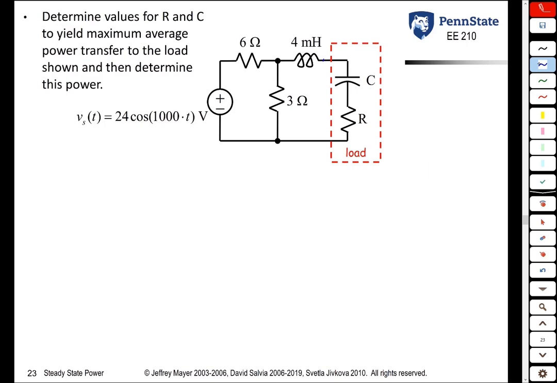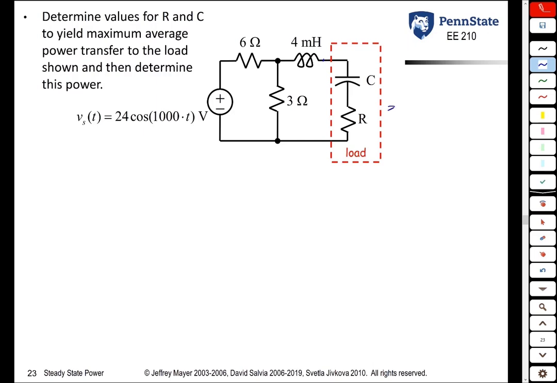We're given a fairly simple circuit with the load consisting of a resistor and a capacitor, and we're asked two things. We're first asked to find the value of the resistor and the capacitor to yield maximum power transfer to the load, and then we're asked to find what that load power actually is. So the first thing we want to do is find the Thevenin equivalent circuit as seen by the load.